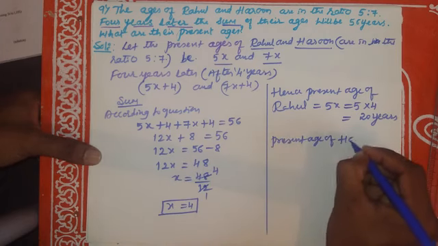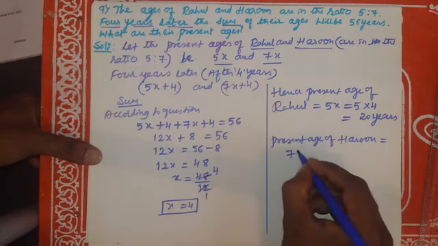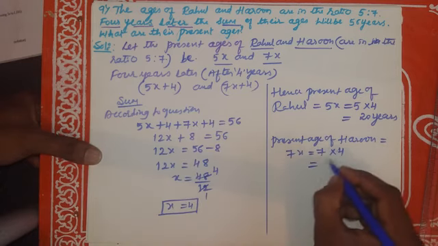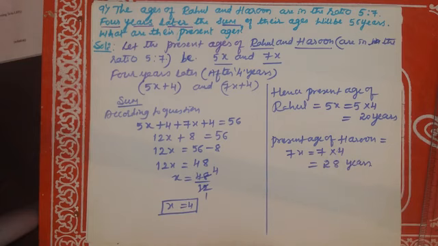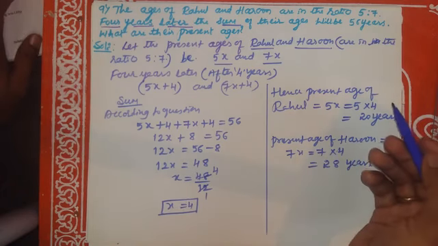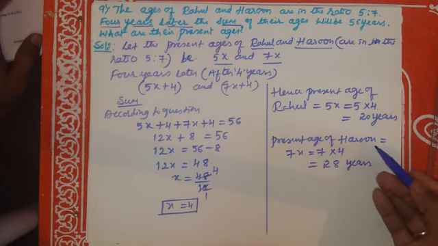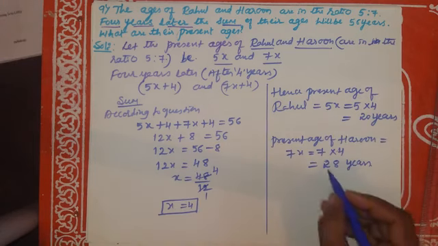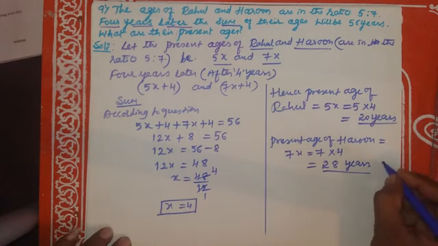Now, present age of Arun is 7x, put the value of x is equal to 4. 7 4s are 28, 28 years. If in the examination they ask whose age is more, you can tell here the age of Arun is more than the age of Rahul, because Arun is 28 years and Rahul's age is 20 years. This is the right answer.